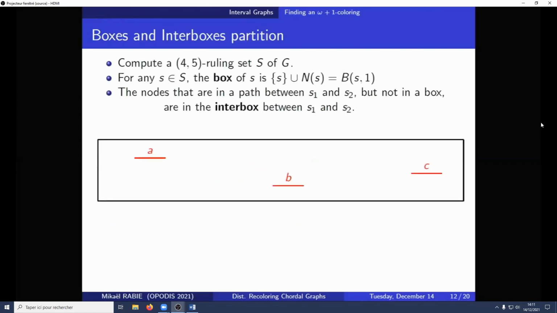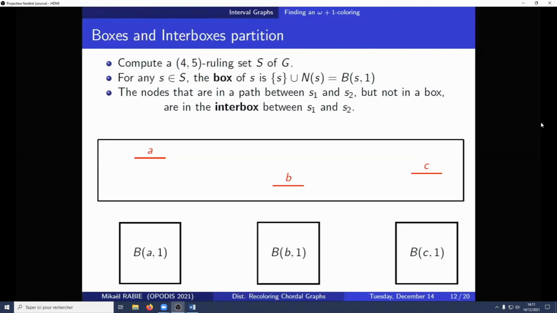So to do that, first I will introduce a new notion, what we'll call boxes and interbox. First, we compute a 4-5 ruling set of our graph, basically nodes that are at a distance at least 4 from each other, but each other node is at a distance at most 5 from it. A box will be the closed neighborhood of each node, basically the node and its neighbors. And the interbox are the nodes in between in the interval representation.